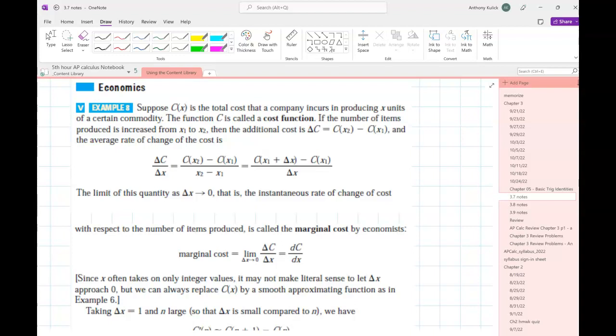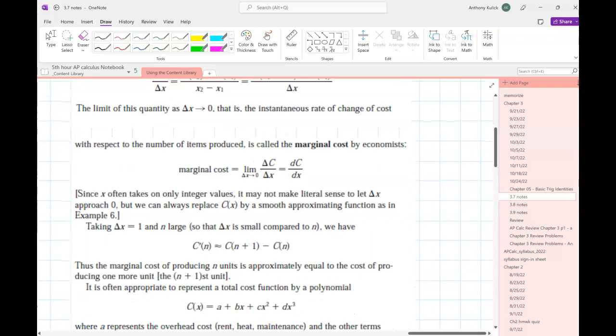If the number of items produced is increased from X1 to X2, the additional cost, the change in cost, delta C, is equal to C of X2 minus C of X1. And the average rate of change of that cost is delta C over delta X. The limit of this quantity as delta X approaches 0 is the instantaneous rate of change of cost with respect to the number of items produced, which we call the marginal cost, by economists, excuse me.